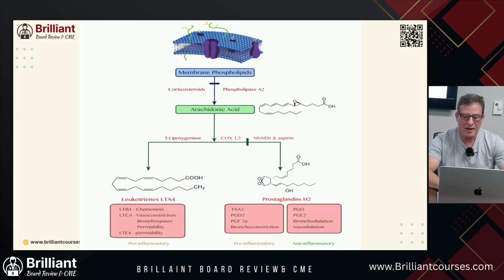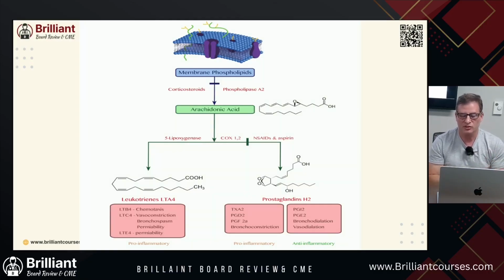So what happens is they block the breakdown into prostaglandins, but in certain patients they can cause the leukotrienes to be increased. And this is where you have the vasoconstriction and the bronchospasm, and this is what that patient is experiencing. So this will help you understand. Is it rare? Yes, but it can happen.